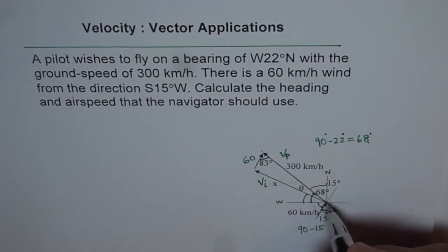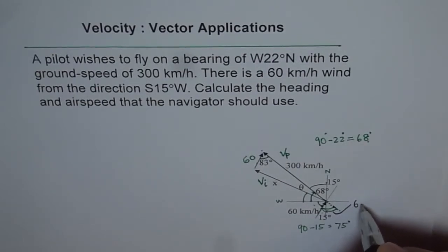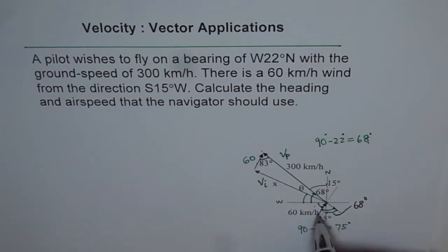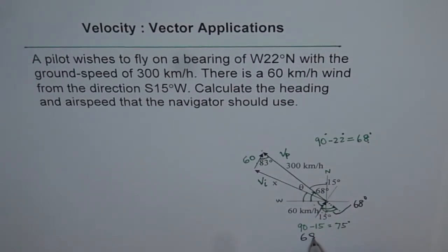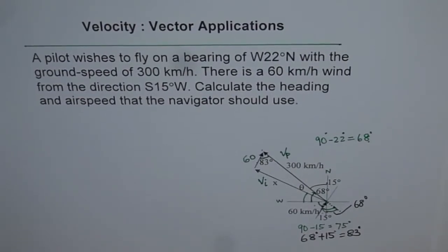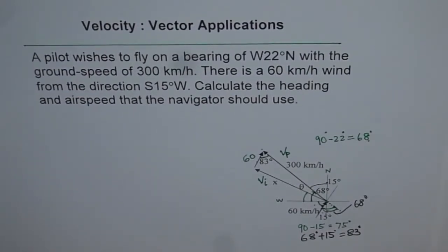So what we have here is 68 for us, and this small angle is 15, right? So the total is 68 degrees plus 15 degrees, and that is 83 degrees. I hope you understand that part, correct? So we get 83 degrees here, correct? Now we have a triangle in which we know two sides and the angle in between.